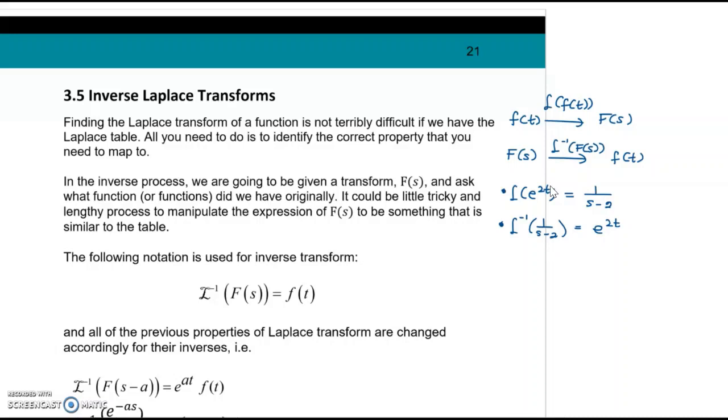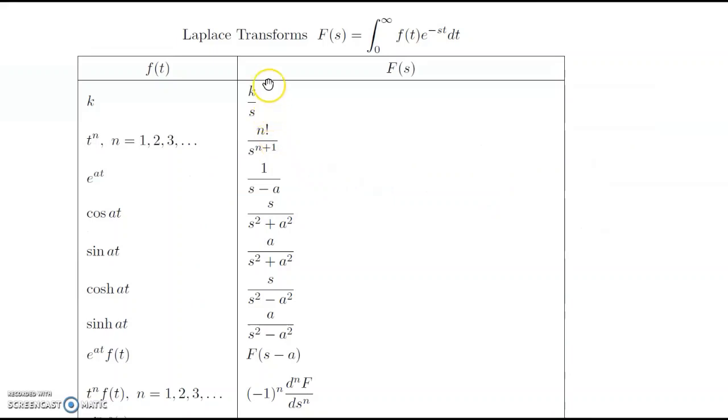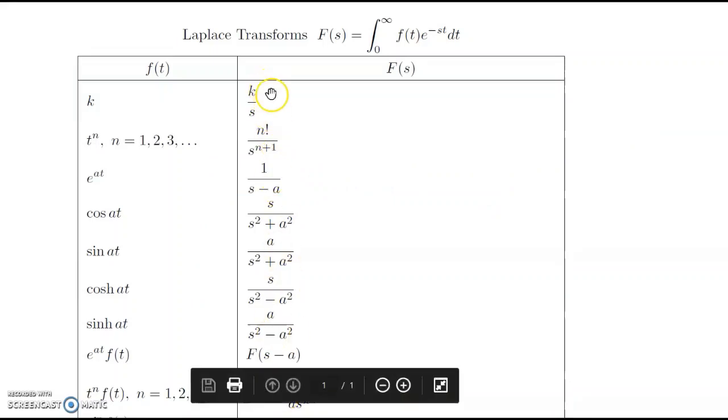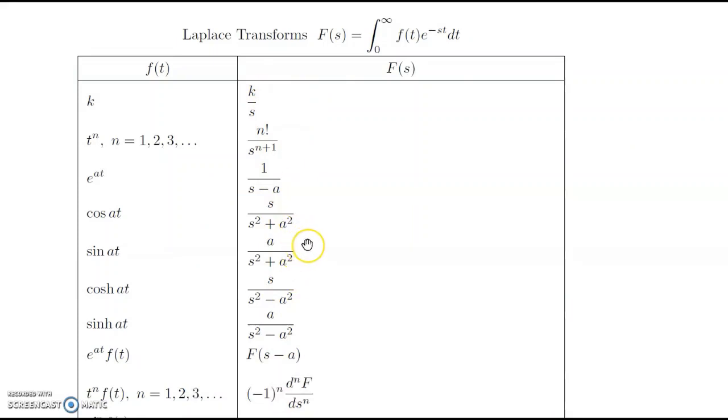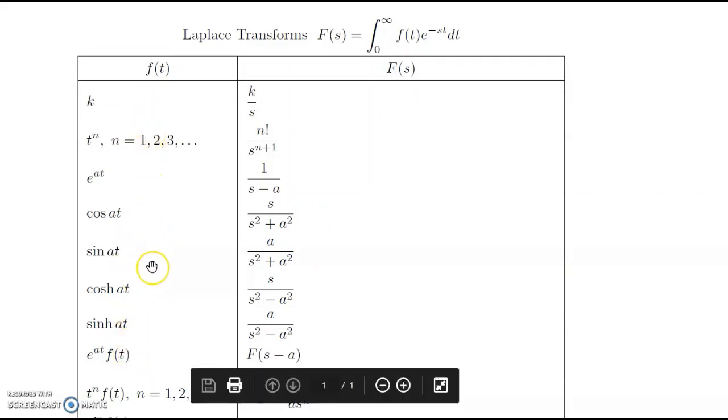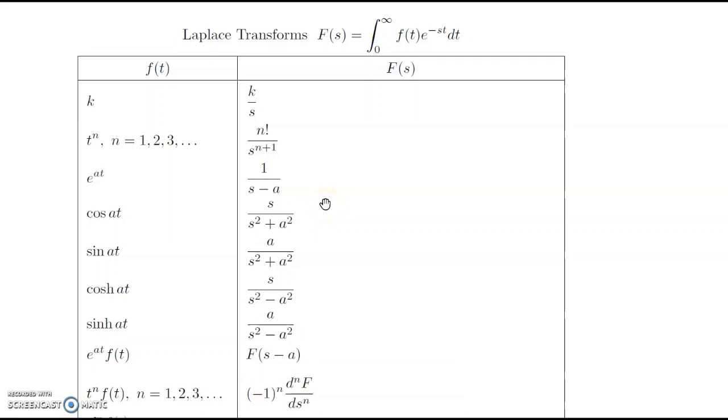So, if we look at the table, now you are given the right hand side of the table. You are given the expression on the right hand side of the table, and then you need to find the original expression in the form of f(t). But in the inverse transform, the expression that you have normally is not quite straightforward. It cannot be clearly mapped to the table.